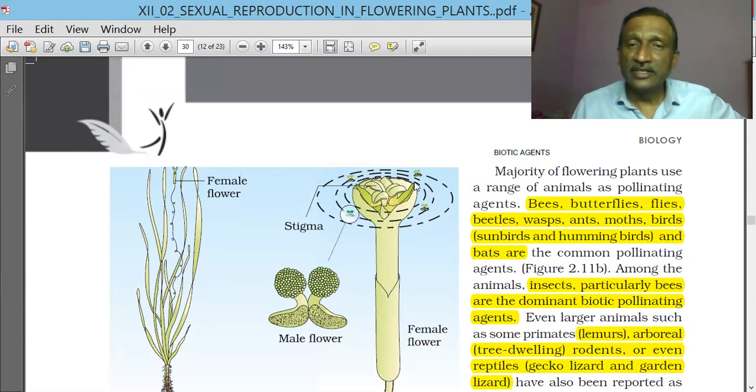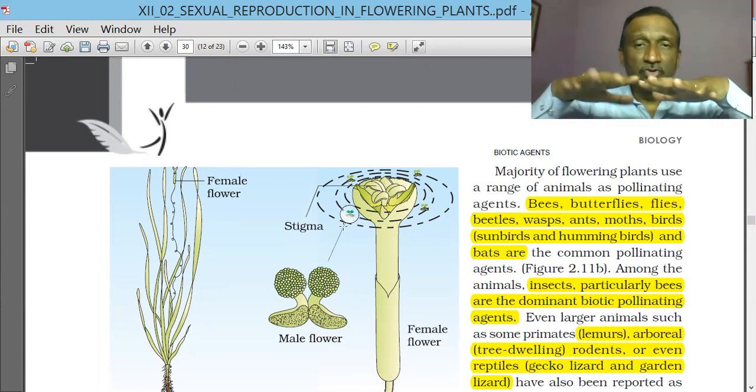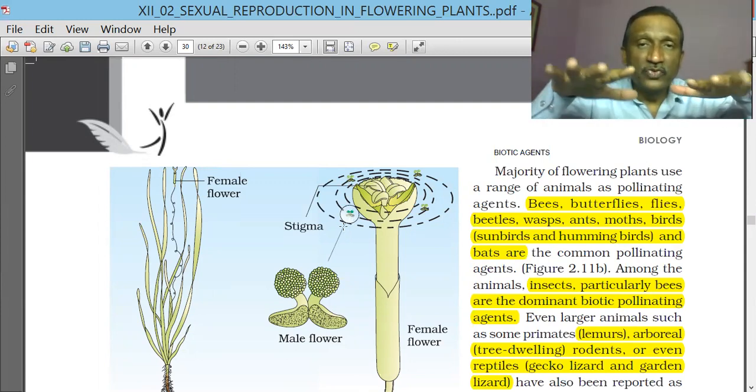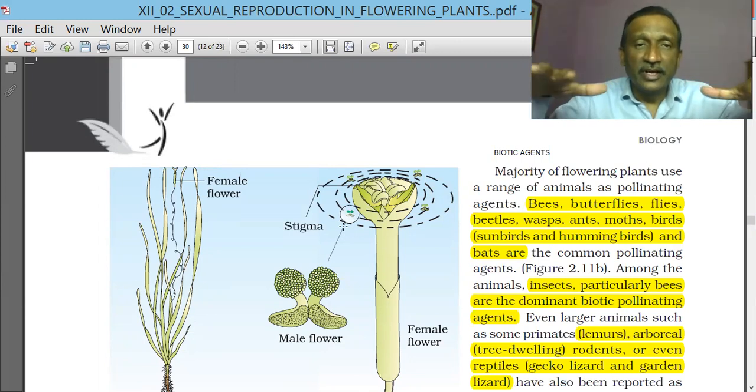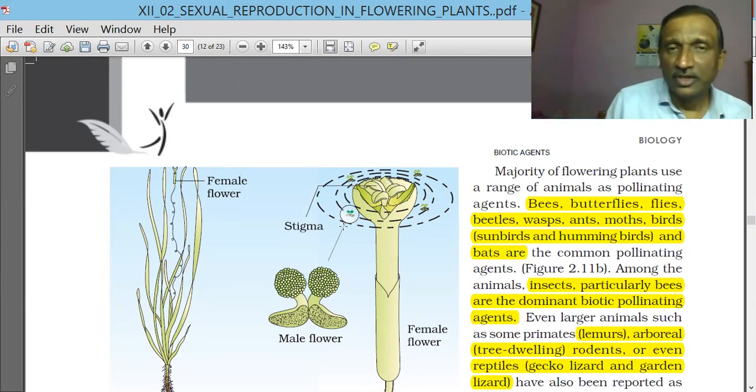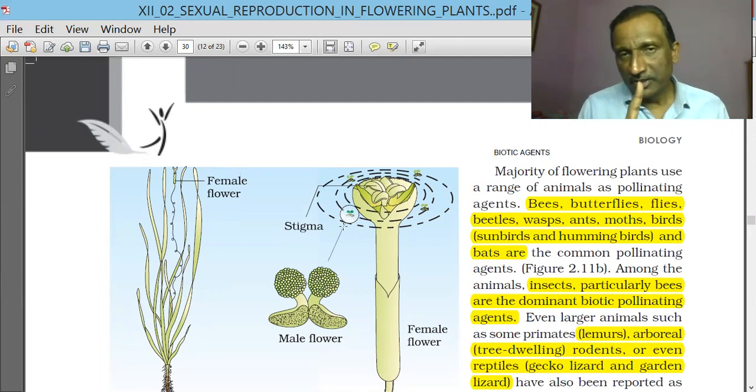So pollen grains are here. You can see this pollen grain, pollen grain, pollen grain. These pollen grains are left onto the surface. They will float with the waves, with the water current, and they will reach up to the female flower. Remember that the pollen does not have any structure to move. They are passively carried by the water currents.